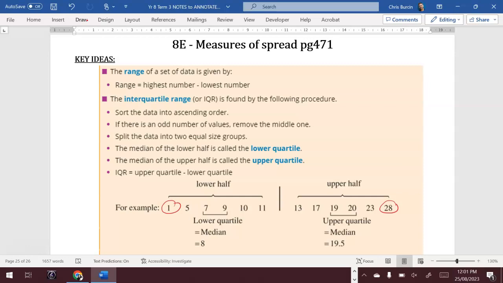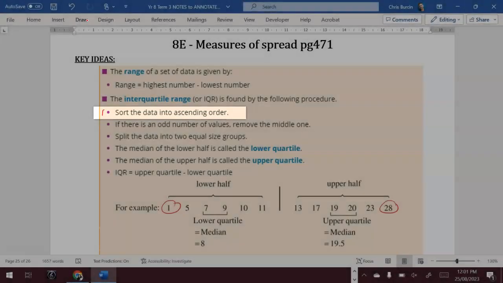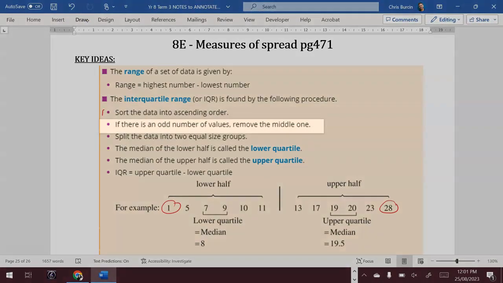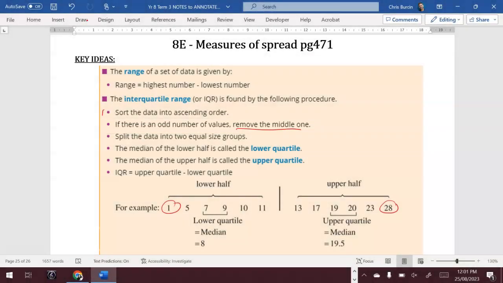The IQR. Number 1, sort the data into ascending order. If you don't do this, you're going to get it wrong. So just like we find the median, you have to put it in ascending order, which means from lowest to highest. If there's an odd number of values, we're allowed to take one out. And then we split the data into 2 equal parts. So here I have 1, 4, 5, I've got 6 on either side, and I divide it into 2 halves. The lower half, or the lower quartile, and the upper half, which are the higher numbers, the upper quartile.